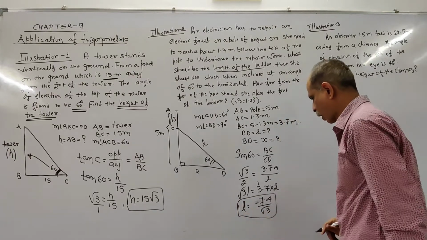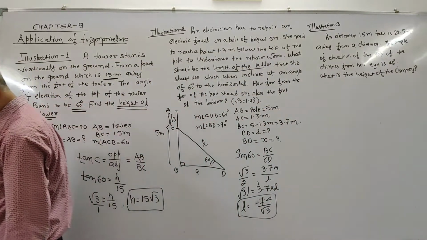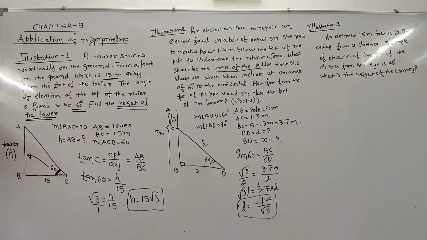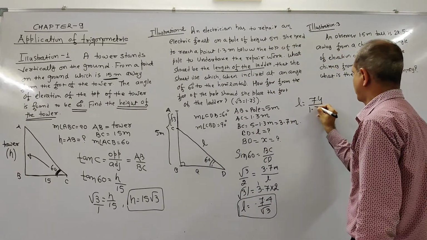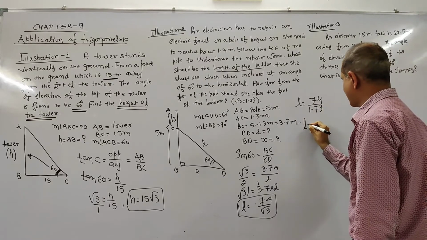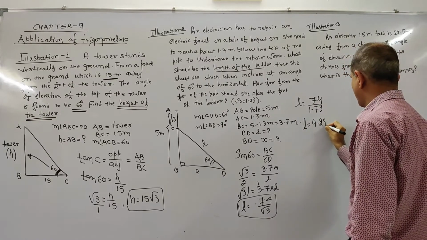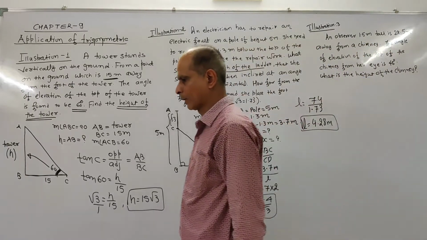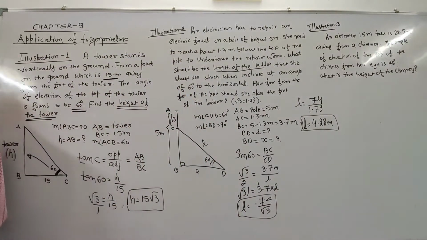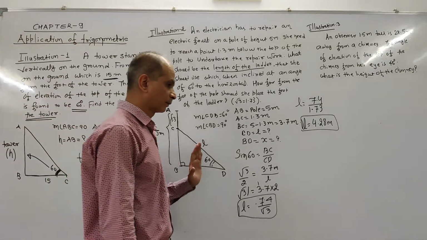So the length of a ladder L is equal to 7.4 upon root 3. So L is equal to 7.4 upon 1.73. If you divide this, then you get 4.28 meter. That is the length of the ladder. So in this way you can find out the length of the ladder. We have used the concept of sine 60 to find out the length of the ladder.